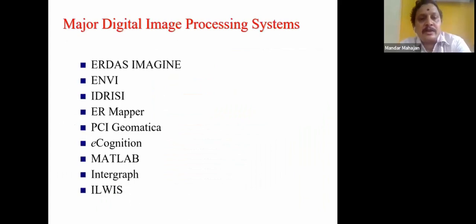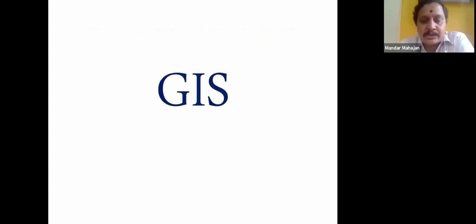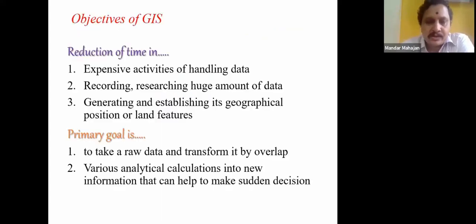So there are different image software packages which are used in digital image processing systems. ERDAS is the most commonly used for this, even though ILWIS is also possible to download from open-source software. Now we will come to the GIS, that is the Geographic Information System.